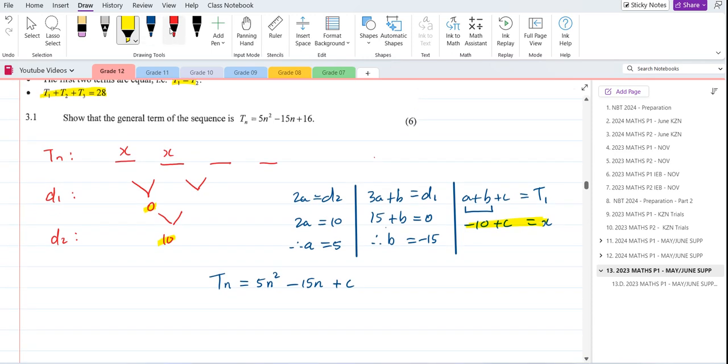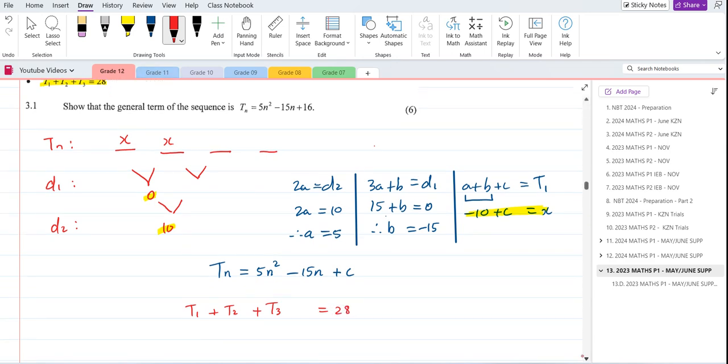So let's use term 1 plus term 2 plus term 3 equals 28. Term 1 is x, term 2 is x, and term 3 we can work out from here. So we can say T3 is equal to 5n squared, so 5 times 3 squared minus 15 times 3 plus c. We're just substituting inside here, alright? I'm just trying to work out term 3 and putting it here now.